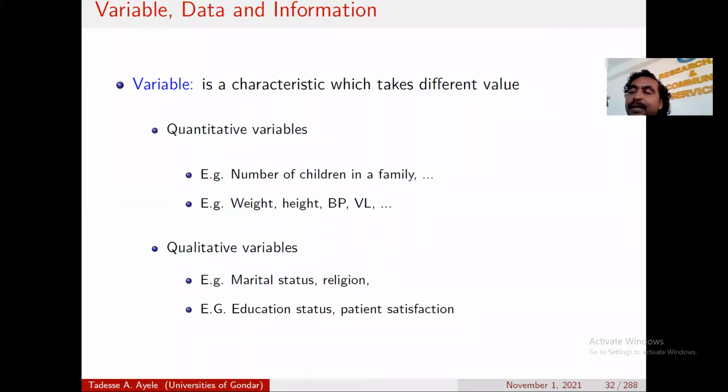The type of model depends on the type of variable. If the variable is categorical, then the model might be different from when the variable is continuous. So it's good to define variable. A variable is a characteristic which takes different values. A variable might be quantitative, including number of children in a family, weight, height, blood pressure, viral load, serum uric acid level. All of these are under quantitative variable. A variable can be qualitative, like marital status, religion, education status, patient satisfaction, and so on.